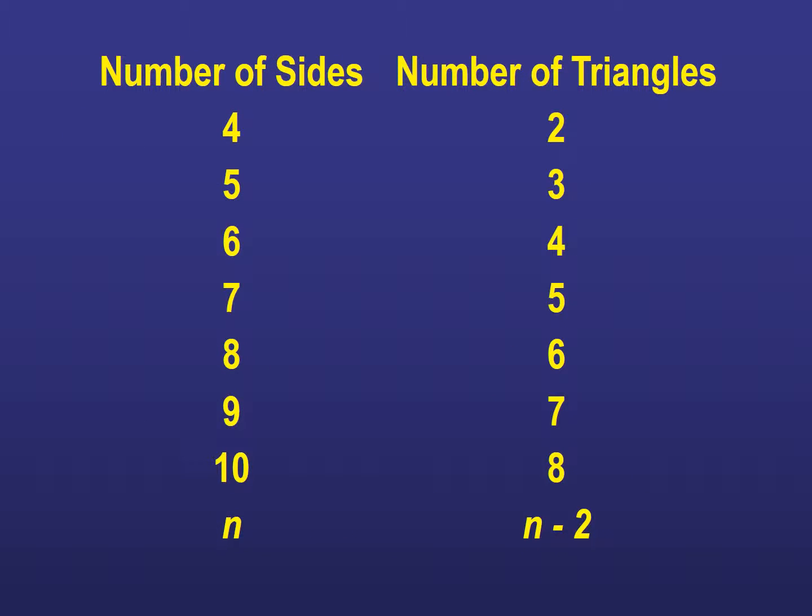This is a chart that compares the number of sides to how many triangles it will have. So a polygon with 4 sides will have 2 triangles. A polygon with 5 sides will have 3 triangles. And if you notice, there's a pattern that develops. Depending on how many sides you have, the number of triangles is just 2 less. So if you have n number of sides, to find the number of triangles, you just do n minus 2.